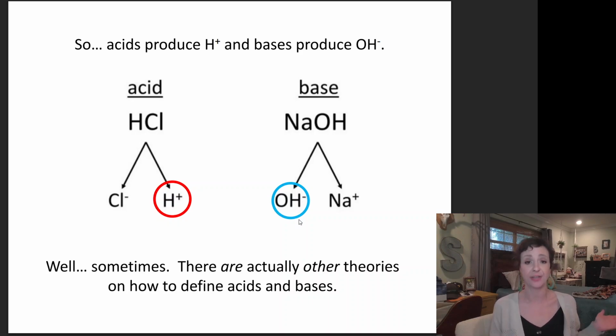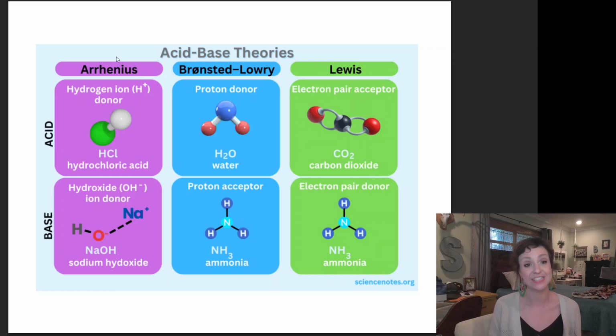We know how to calculate pH with the concentrations of these ions. All good and fun, right? Acids produce hydrogen and bases produce hydroxide sometimes, okay? There are actually other theories on how to define acids and bases. What that means is here are the three main theories on how to define what an acid and a base is. There's the Arrhenius theory, the Bronsted-Lowry theory, and the Lewis theory of an acid and base.